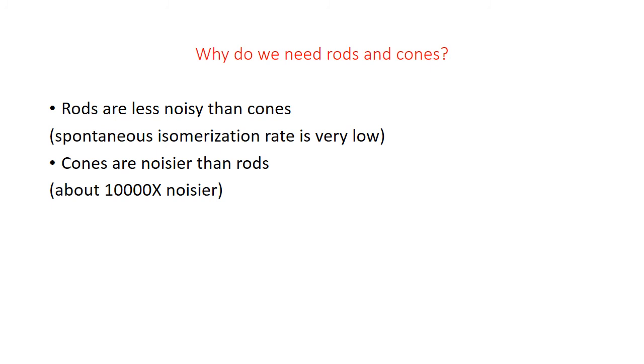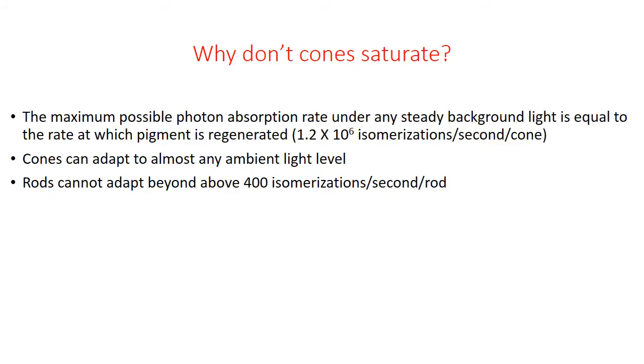Why do we need rods and cones? We know now that rods are less noisy than cones. Cones are much noisier than rods, but one of the major features of cones is that it's very difficult to completely bleach these cells with light. So it's very difficult to saturate these cones with light, and one of the major reasons, again, is that the cones can make use of that additional visual cycle that involves the Müller cells.